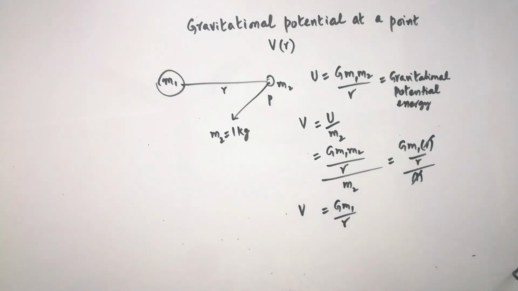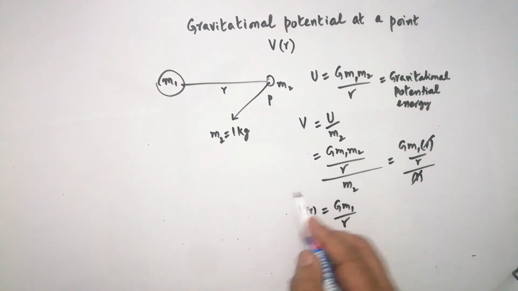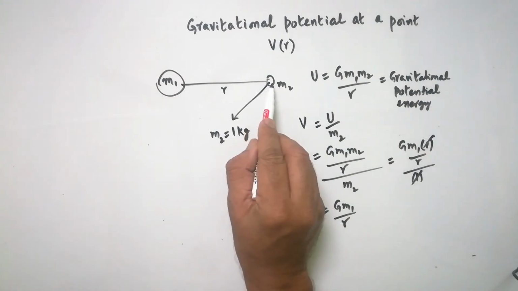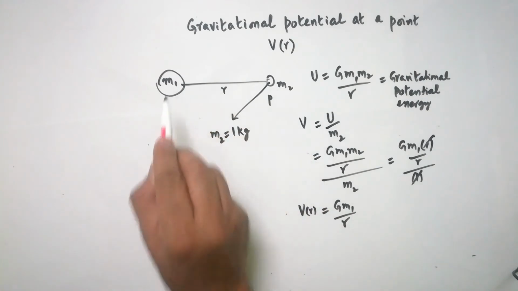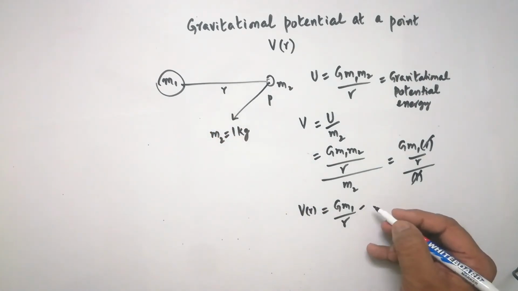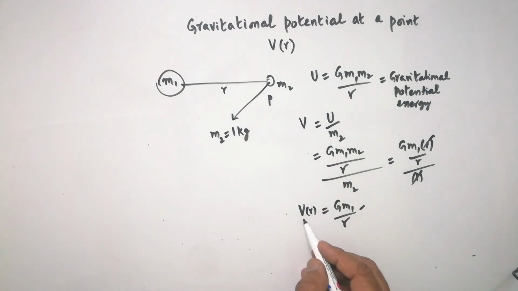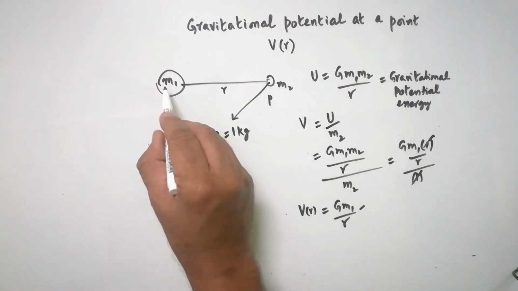Are you clear? So here in brackets you have to write r. Why is r written? Because the gravitational potential at point P is calculated, and that point P is located r distance from m1. So this is the formula. With the help of this we are able to calculate the gravitational potential. Understand? Gravitational potential should be calculated only at a particular point due to this mass m1.